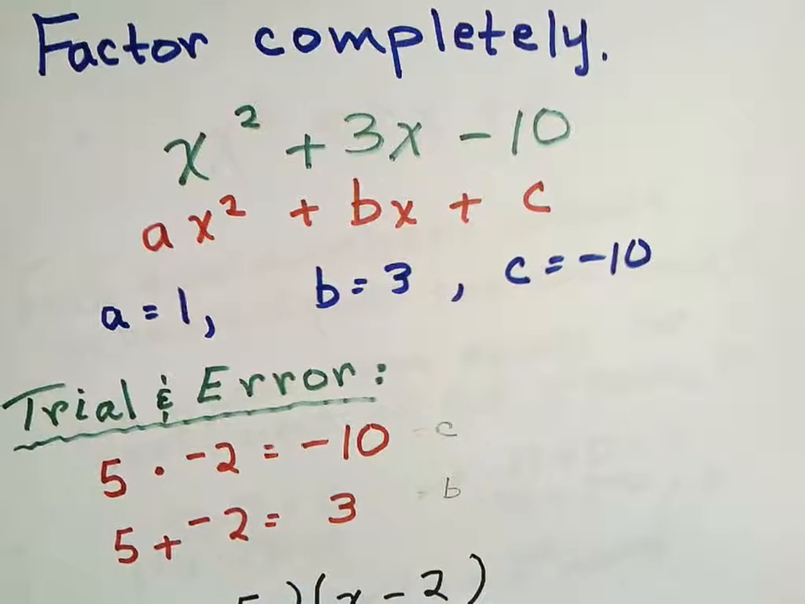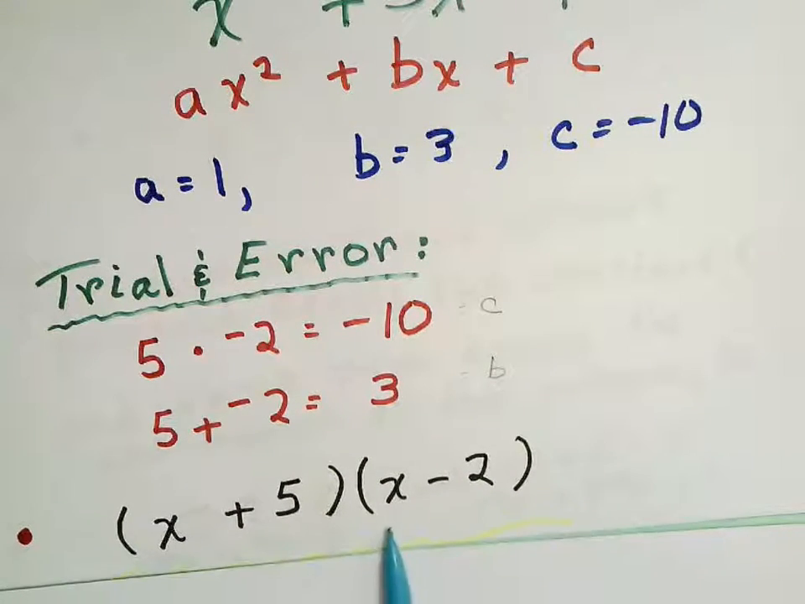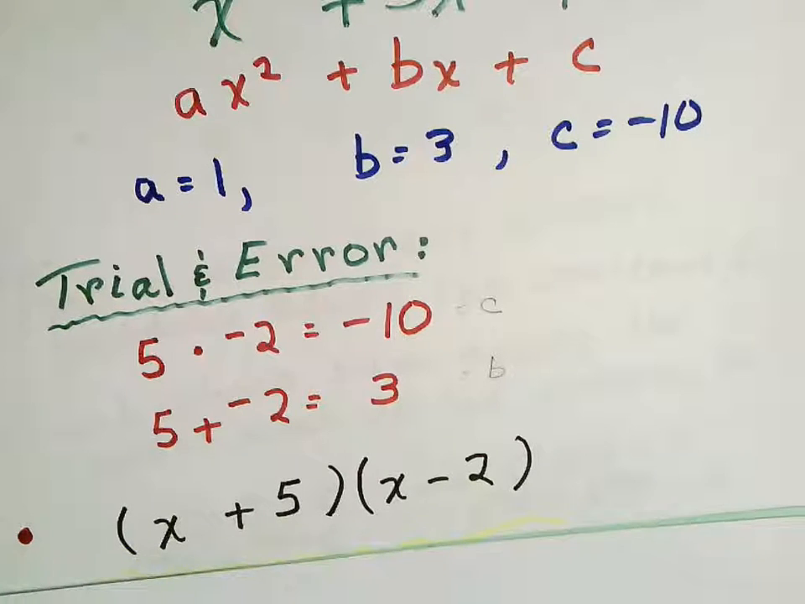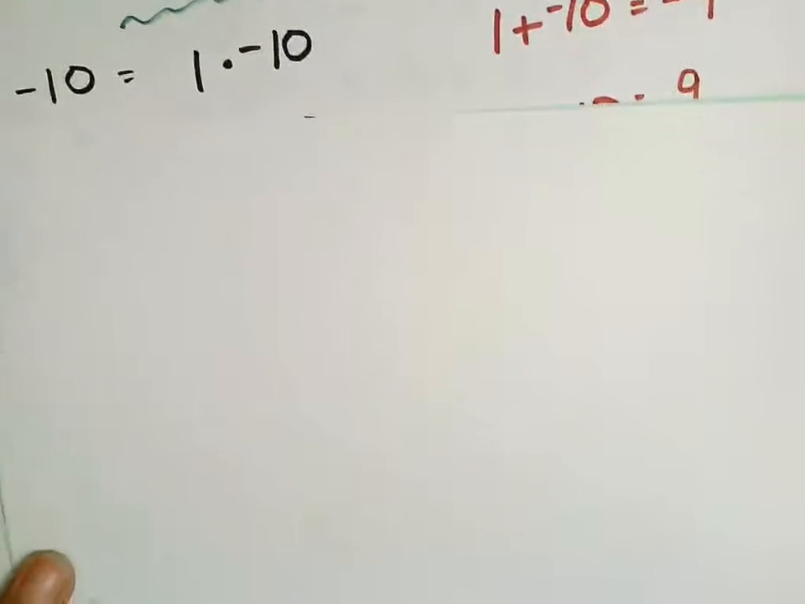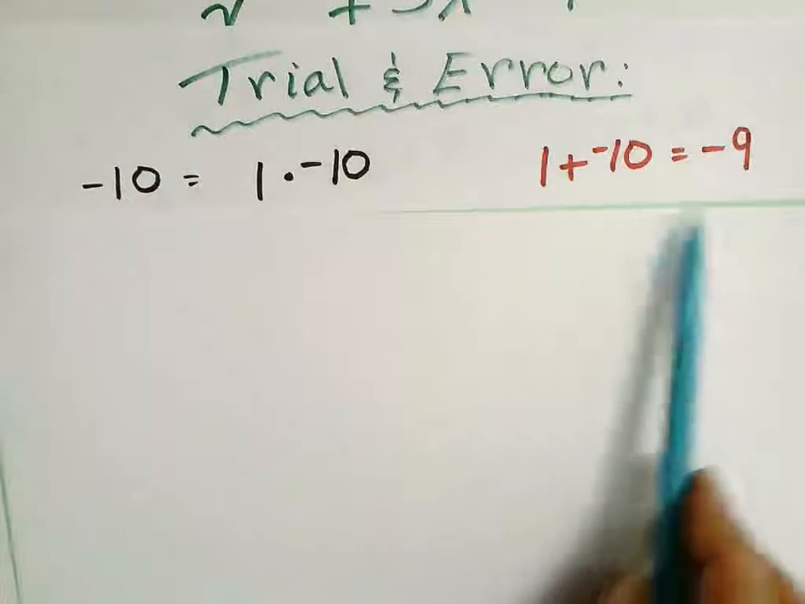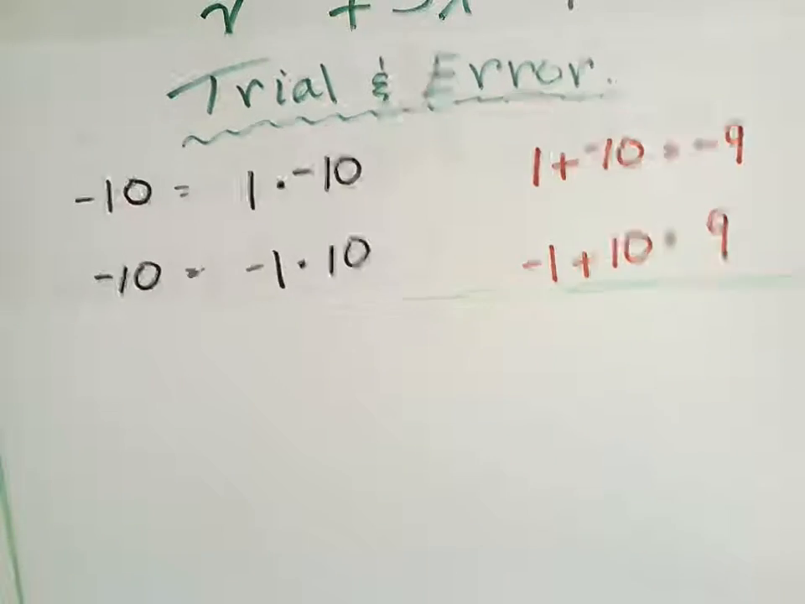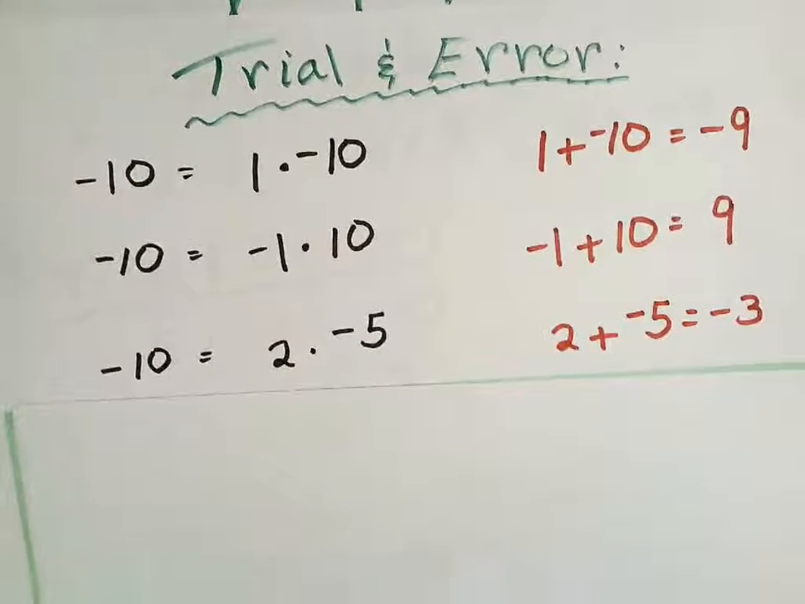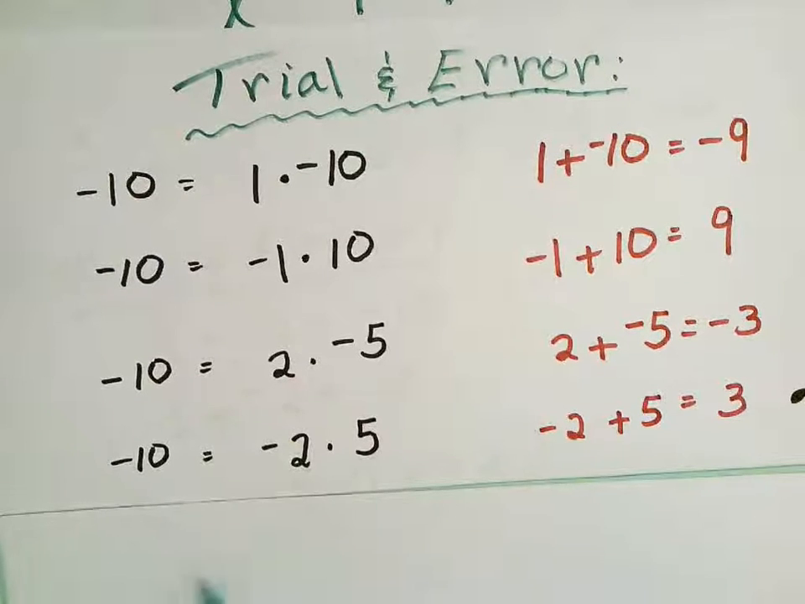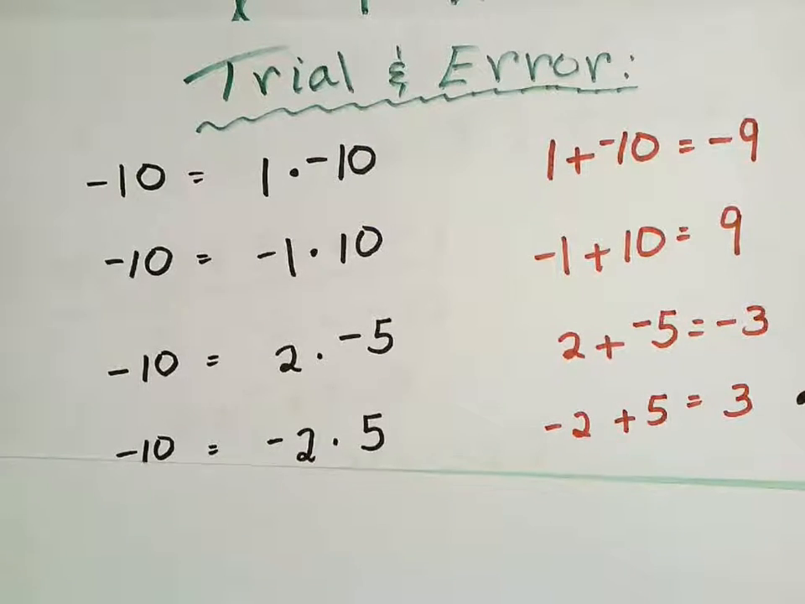And then you see, we will just put into our parentheses the quantity x plus 5 times the quantity x minus 2. Now, I gave you these two numbers right away, but if we looked at the trial and error, you see we would have 1 times negative 10 is negative 10, but the sum is negative 9. This sum is a positive 9. This sum is a negative 3. And this sum is the one we want because we want the sum to be a positive 3. So that's how you get it: trial and error.